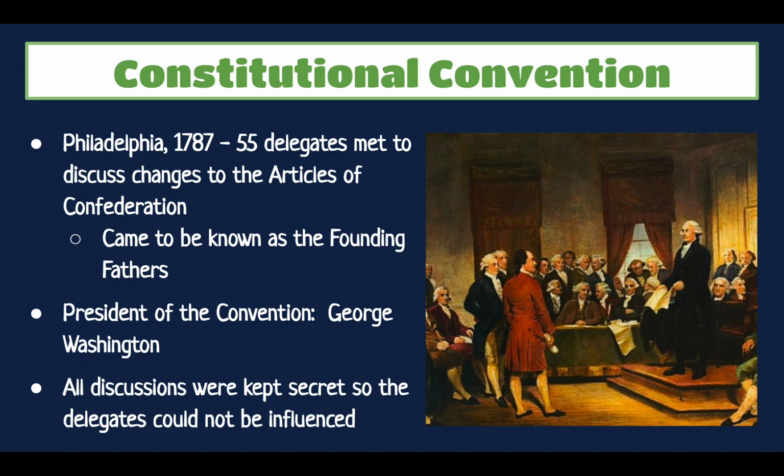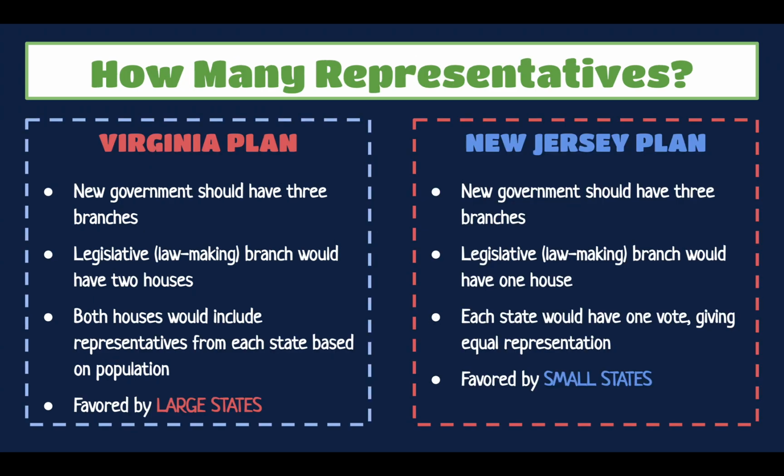So these men who came to be known as the Founding Fathers, they chose George Washington, the former general in the Continental Army, to be the president of this convention, where they kept things very secret. They didn't want anyone outside to know what was going on, and they ended up completely getting rid of the Articles of Confederation, starting from scratch and writing a new constitution for the United States of America.